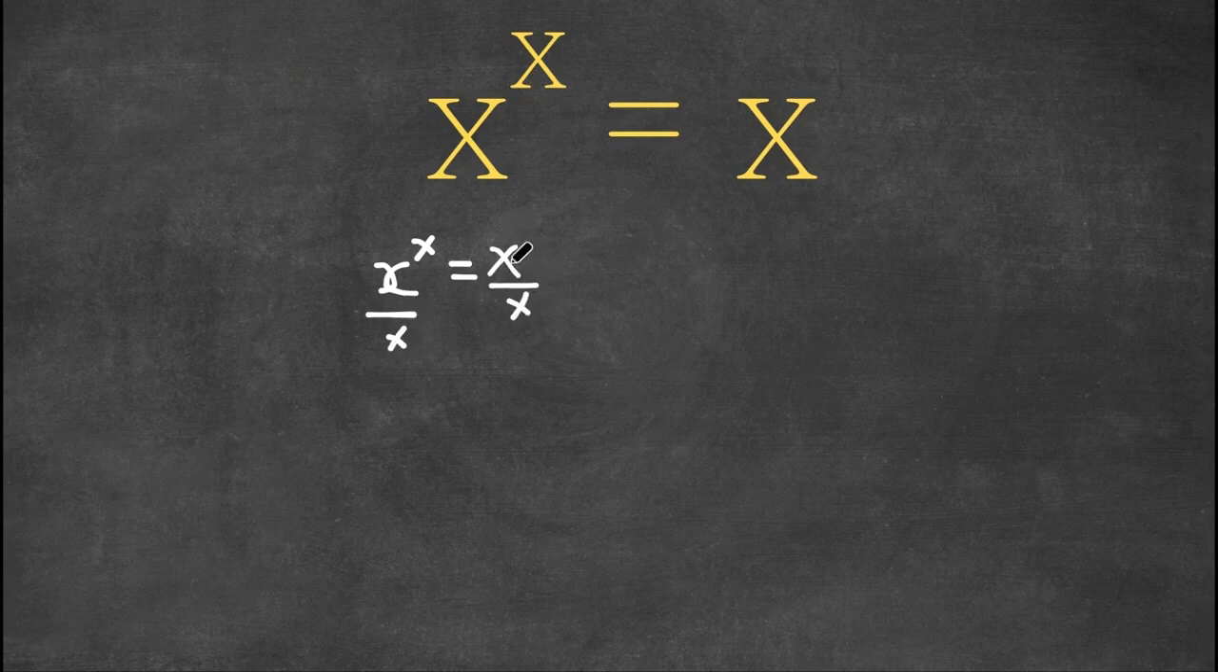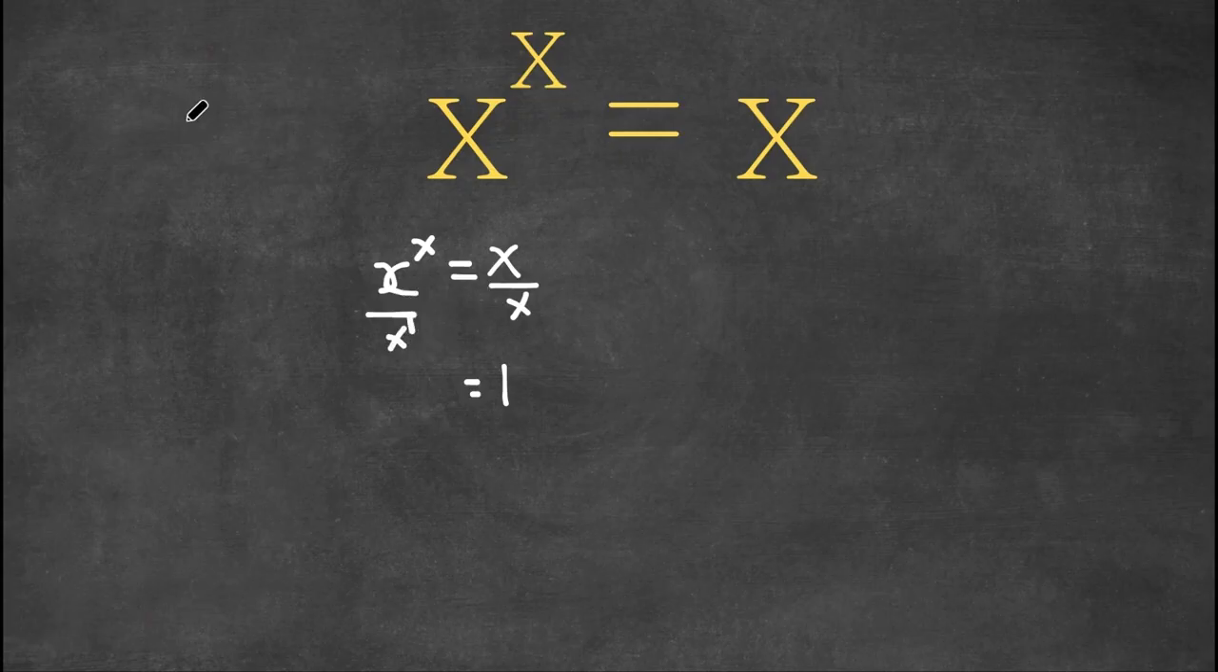well, first off, on the right side, x divided by x is simply 1, because anything divided by itself is 1. Now, on the left-hand side, we have x to the power of x divided by x. And x here, our denominator, can be written as x to the power of 1.